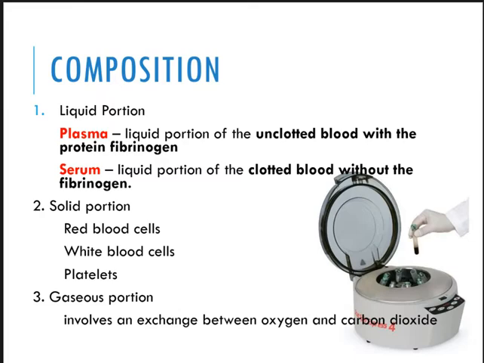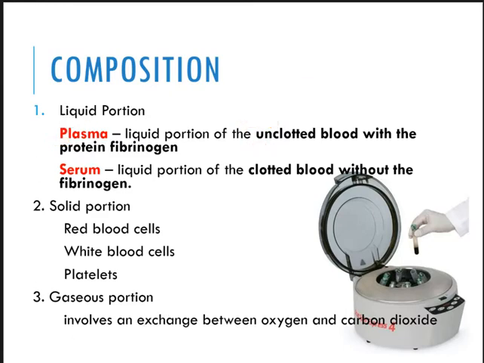I forgot the term, but basically the blood has been activated and it is no longer in fluid form; it seems to have hardened. So serum is the liquid portion of the clotted blood without the fibrinogen, whereas the plasma is the liquid portion of the unclotted blood. What I usually do is unclotted blood and plasma, so I use the mnemonic UP. I don't know, maybe it will help.